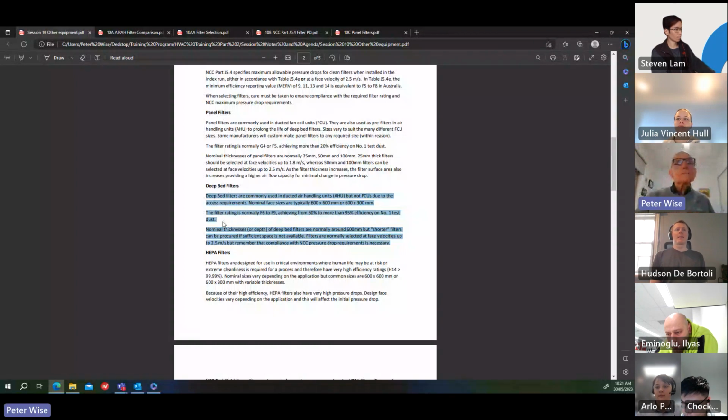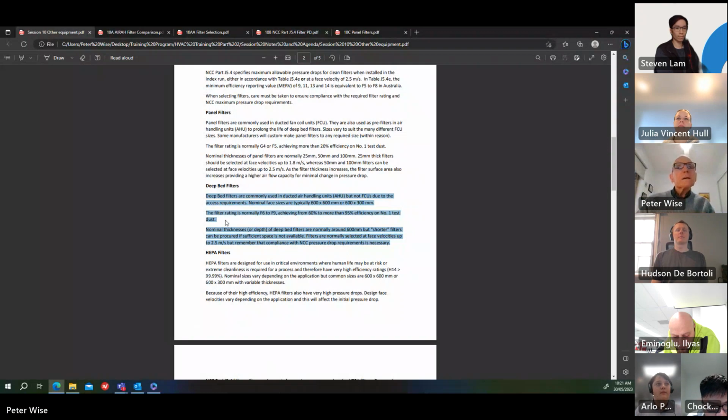So the filter rating, nominal face sizes for deep bed filters are normally 600 by 600 or 600 by 300. So one we call a full filter, the other is a half filter. Filter rating is normally F6 to F9, achieving from 60% to more than 95% efficiency on number 1 test dust.